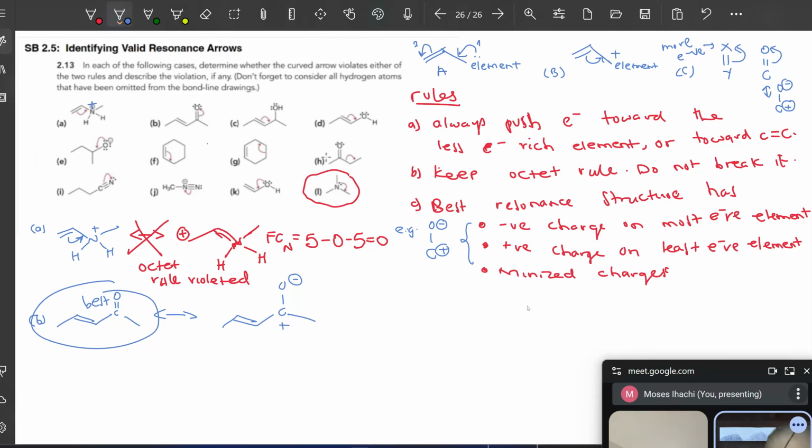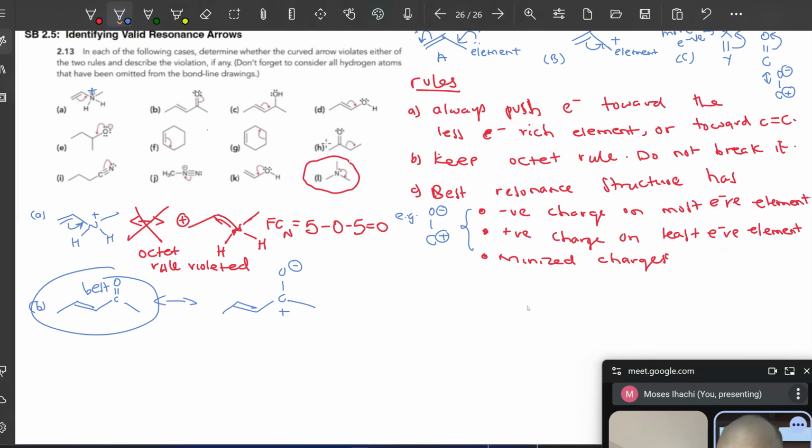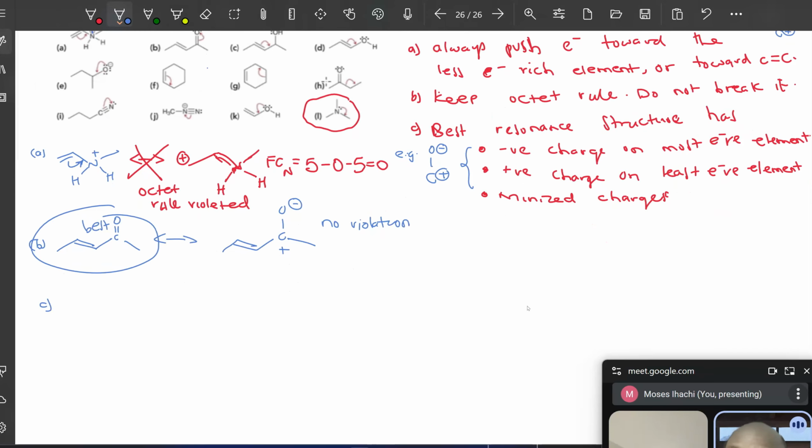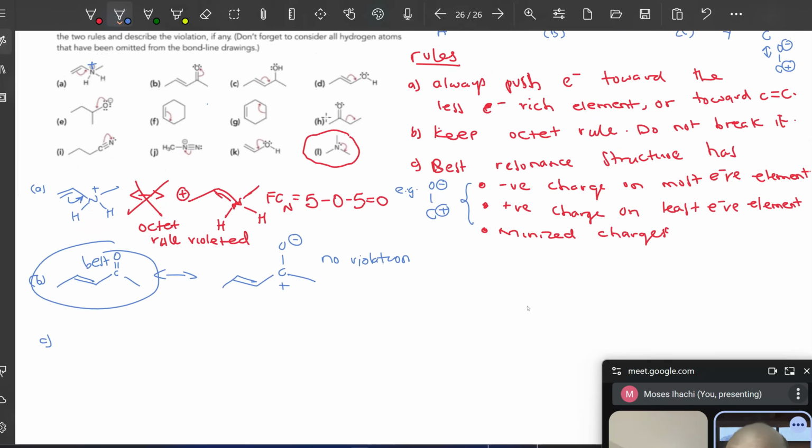Remember again, minimal charges, minimize charges. The best resonance structure has minimized charges. We'll see in red. However, we're going to say no violation. C. The best way to see if there's a violation is to draw the result.